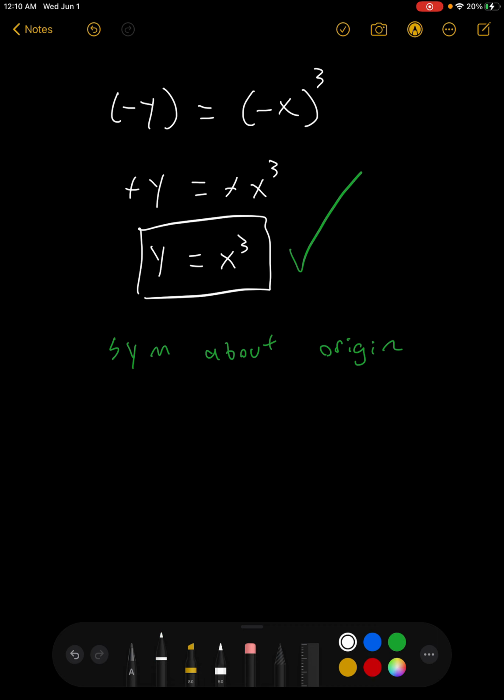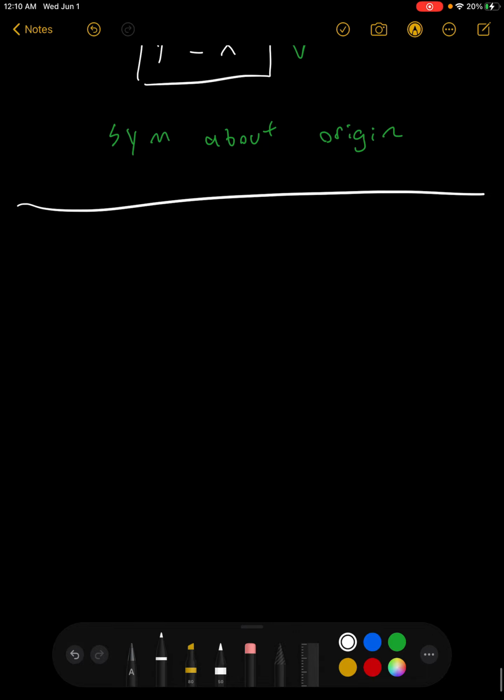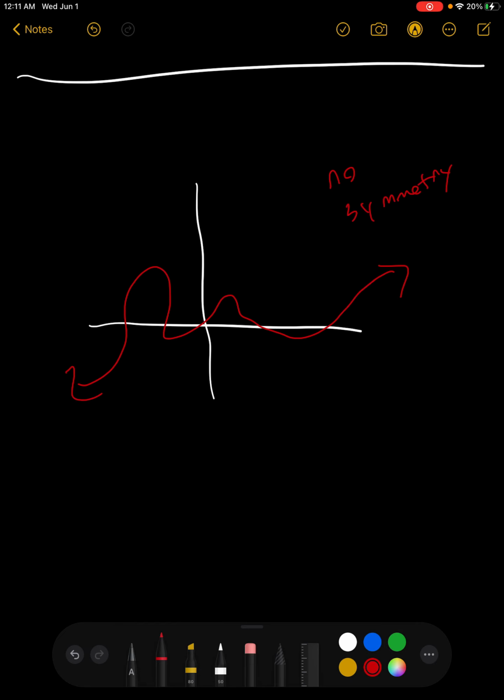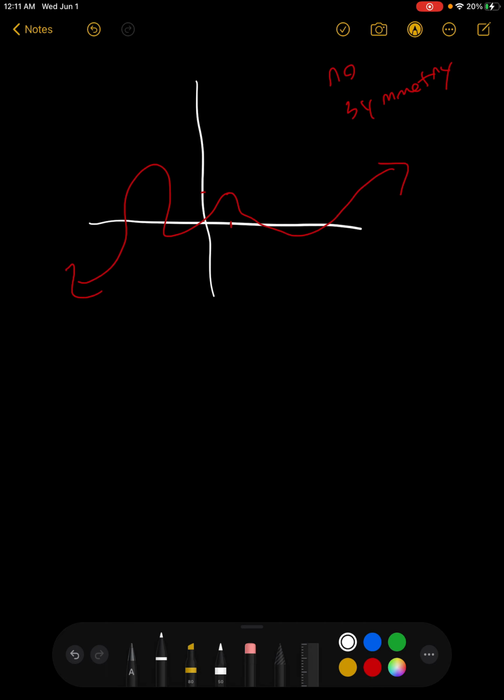For the three types of symmetry, let me just make a remark. Not everything is symmetric. So say we were dealing with a function like this. This one has no symmetry, right? No symmetry. So sometimes you may test for a function and it doesn't pass any of the tests, and that's okay. Not everything has to be symmetric. Let me give an example. Say we have a function like, I don't know, y equals x to the fourth plus x cubed.